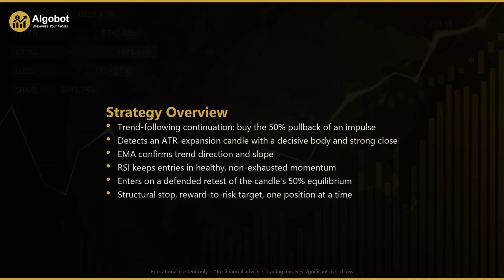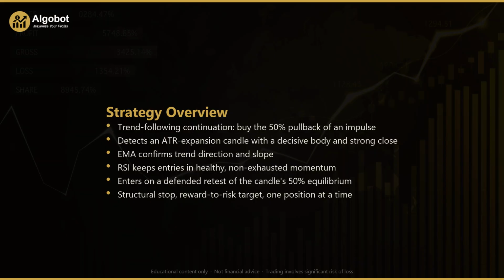Three indicators work together here. First, the average true range measures volatility, so the definition of a big candle adapts to the instrument and the current market conditions rather than relying on a fixed number of pips. A candle only counts as an expansion when its range is at least a set multiple of that average true range. Second, an exponential moving average defines the prevailing trend. The impulse candle must close on the trend side of that moving average, and the moving average itself must be sloping in the same direction.